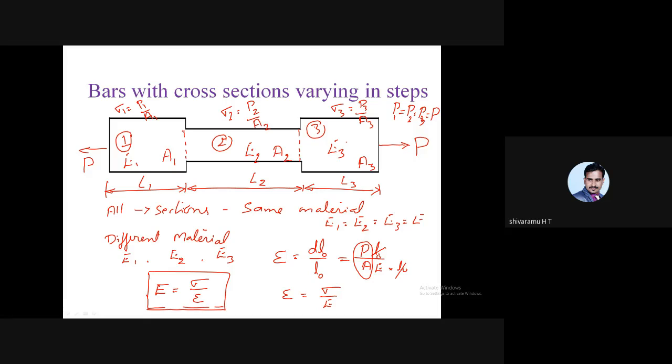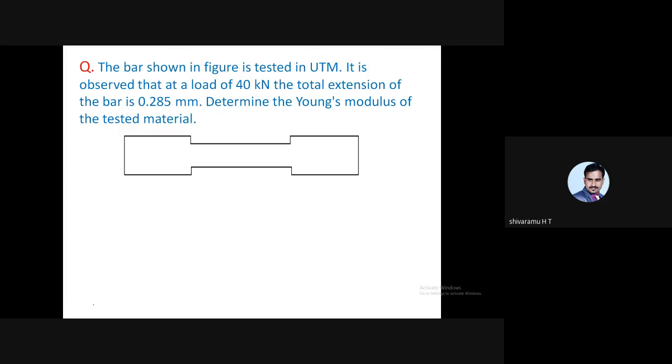If portion 1 is made with steel, portion 2 is made with copper, and portion 3 is made with bronze, it means we need to consider different Young's moduli. So now we are going to discuss a problem related to different cross sections.